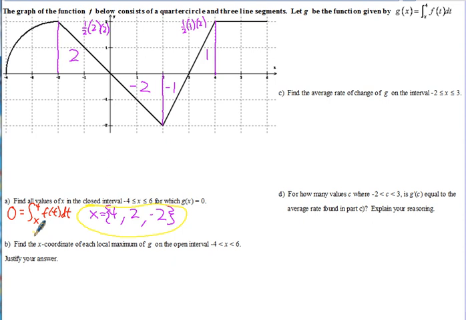Okay, so for part B, it says find the x-coordinate of each local maximum of g on the open interval from negative 4 to 6. So for local maximums, we need the derivative. So g prime of x, the derivative of this integral from x to 4 of f of t dt. But notice something a little bit different this time. This time it doesn't fit the second fundamental theorem exactly.